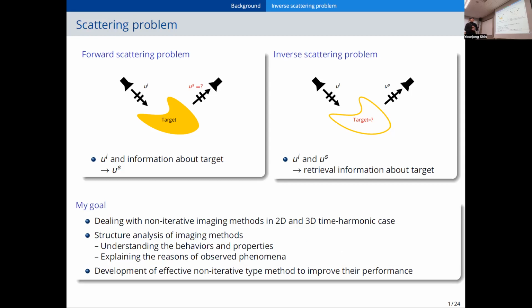My research goal is to deal with non-iterative imaging methods in the 2D and 3D time harmonic electromagnetic case, because I studied electrical engineering in my PhD. Also, I try to analyze the structure of the imaging method to understand its behavior and properties and to explain the reason for observed phenomena. Finally, I want to develop an effective, good non-iterative imaging method to identify the target.